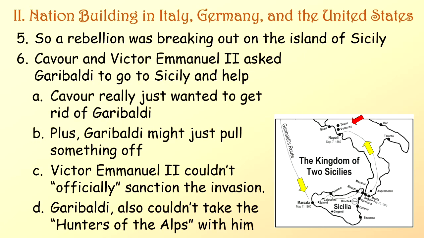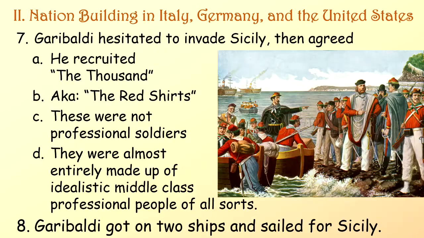So a rebellion was breaking out on the island of Sicily. Cavour and Victor Emmanuel II asked Garibaldi to go to Sicily and help. Cavour really just wanted to get rid of Garibaldi. Plus, Garibaldi might just pull something off. Victor Emmanuel II couldn't officially sanction an invasion, so Garibaldi couldn't take the Hunters of the Alps with him.